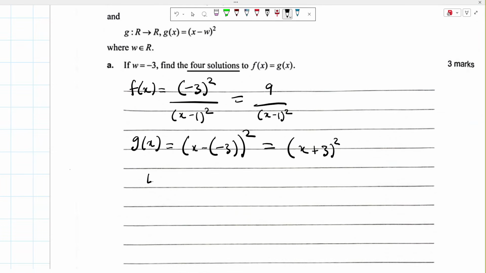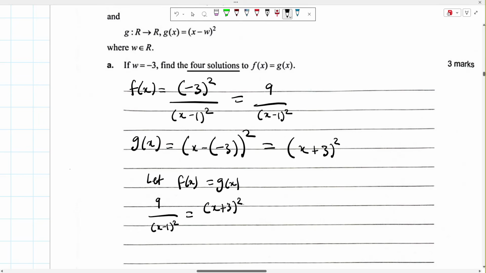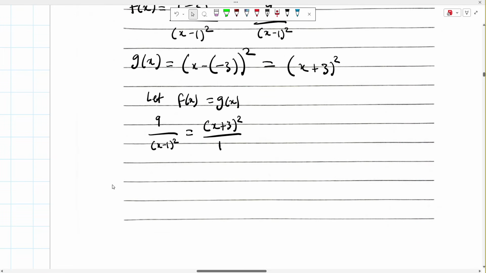Now, we want to let f of x equal g of x, right? So let's equate the two. So 9 over (x minus 1) squared is equal to (x plus 3) squared. And we can write (x plus 3) squared as (x plus 3) squared divided by 1. Now we have a fraction equal to a fraction. We can cross multiply. So (x minus 1) squared times (x plus 3) squared is equal to 9. Let's take the 9 to the other side.